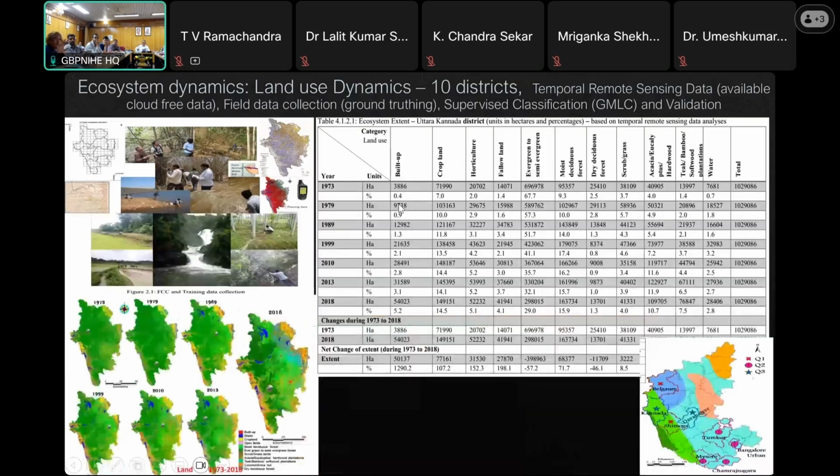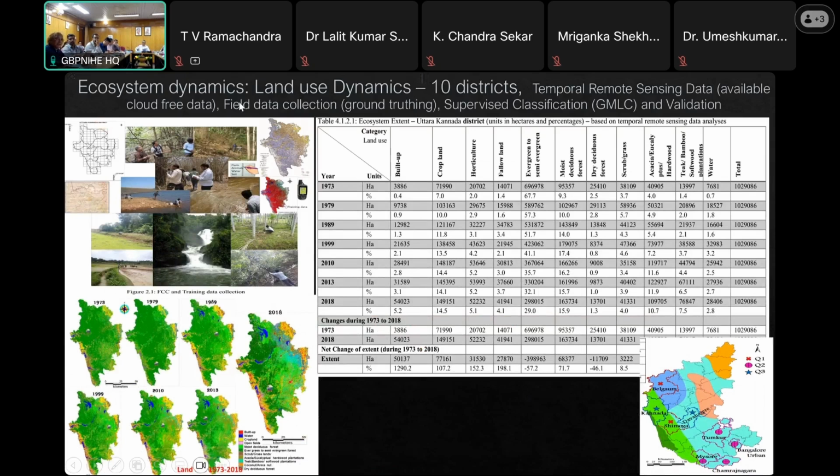Okay. Now, initially we started with a district. This district is Uttara Kannada district, similar to Uttarakhand. It has the distinction of having the highest forest cover in the state. 80% of the landscape is covered with forest. Essentially, when we take the district, we divide the district into grids. That's what is done here.